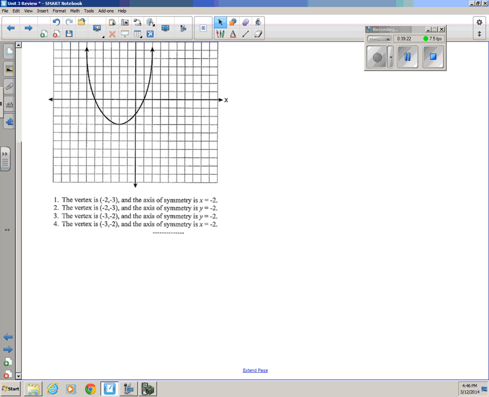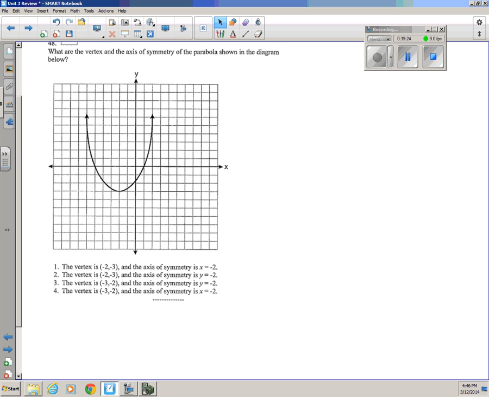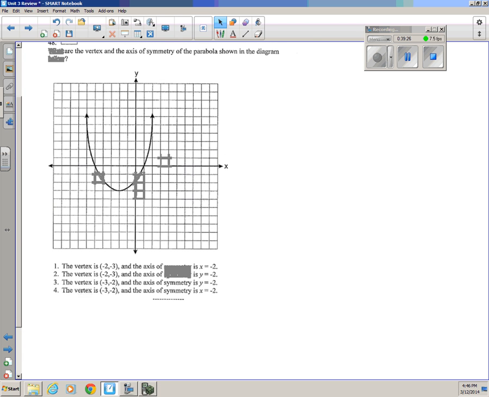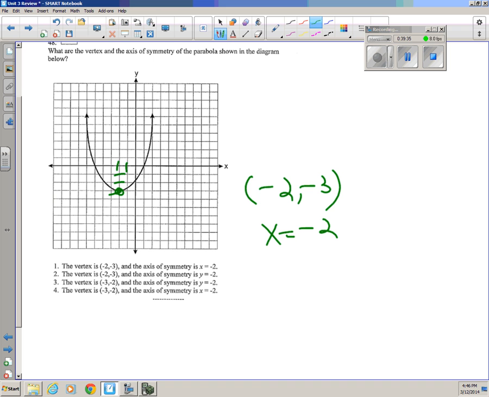On this one, we're looking for the vertex and the axis of symmetry. Well, the vertex is right here. This would be 1, 2, 1, 2, 3 at negative 2, negative 3. The axis of symmetry is x equals negative 2. This is choice 1.